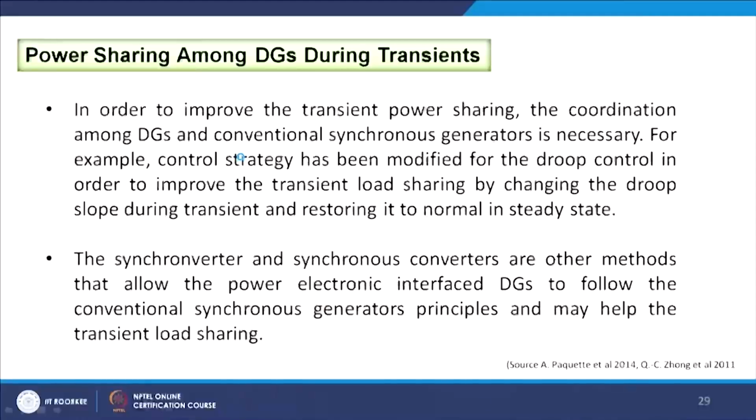In order to improve the transient power sharing, coordination among distributed generators and conventional synchronous generators is necessary. For example, the droop control strategy has been modified to improve the transient load sharing by changing the droop slope during transient and restoring it to a normal steady state value. Synchronverters and synchronous converters are other methods that allow the power electronic interfaced distributed generation to follow the conventional synchronous generator principles and may help the transient load sharing.